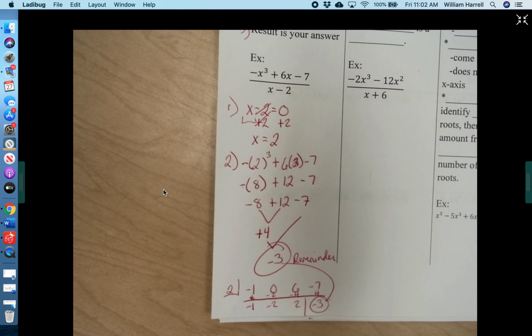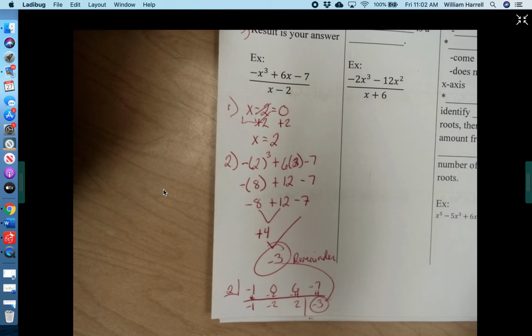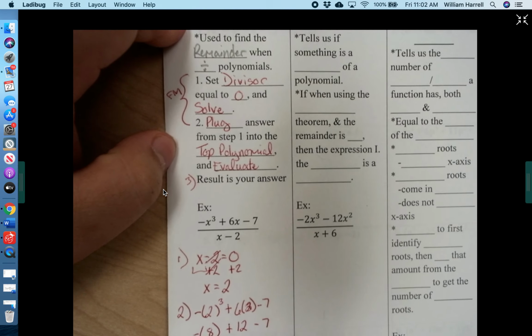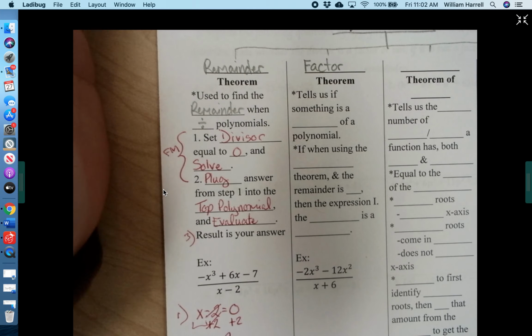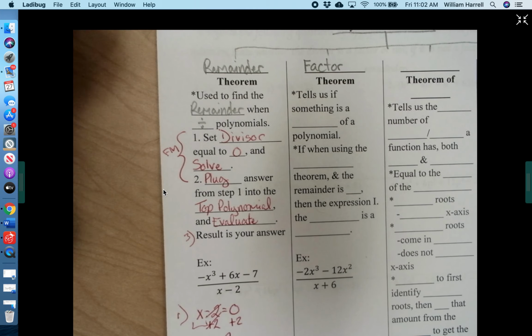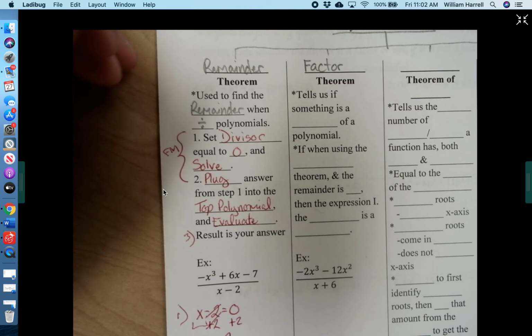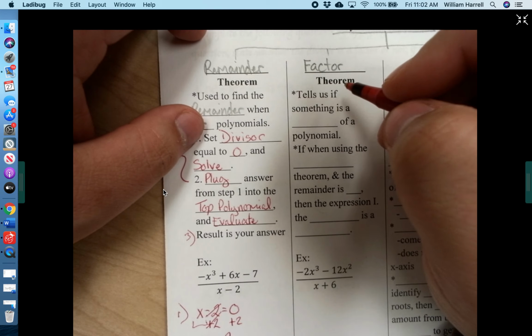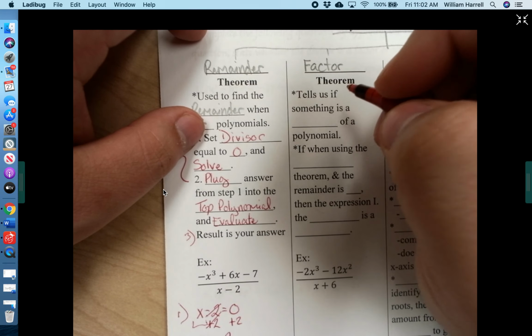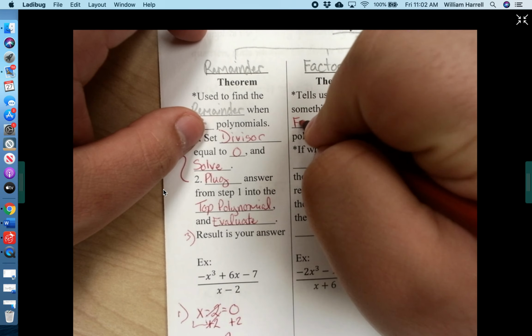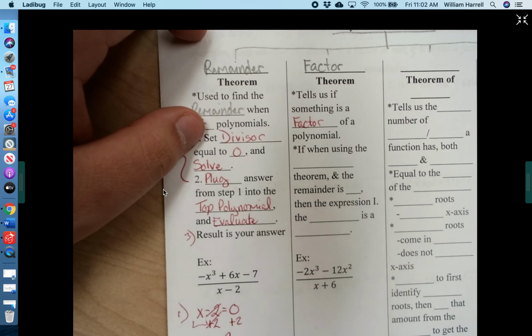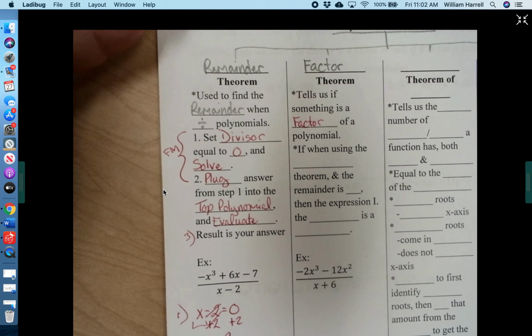Okay. Now from here, what I can do is then go to the factor theorem. Okay. So just like with the remainder theorem, the purpose of this theorem is kind of in its name. The purpose of the factor theorem is to tell if something is a factor of a polynomial. So you use the remainder theorem to answer the factor theorem.